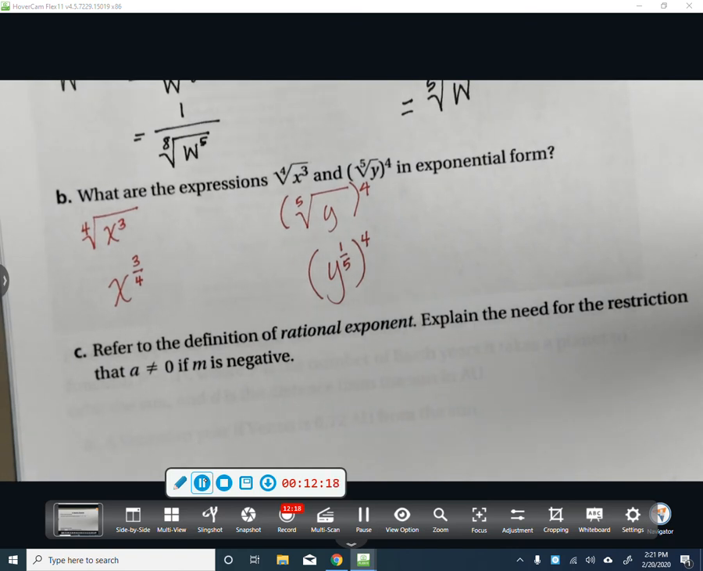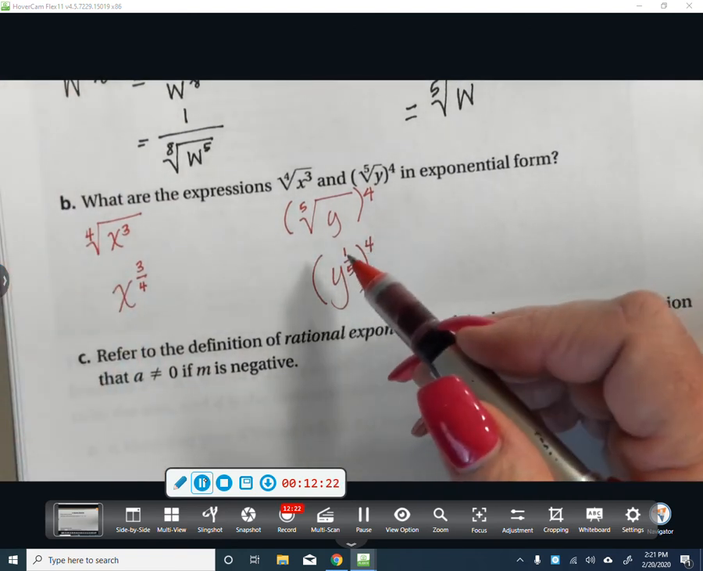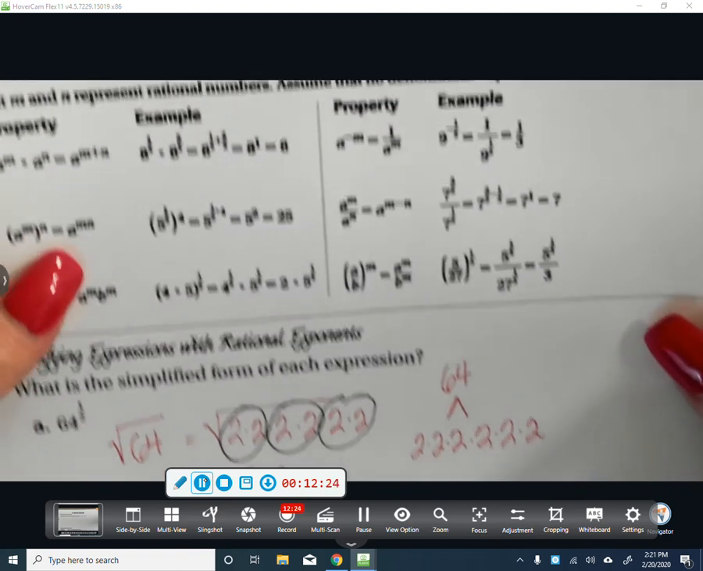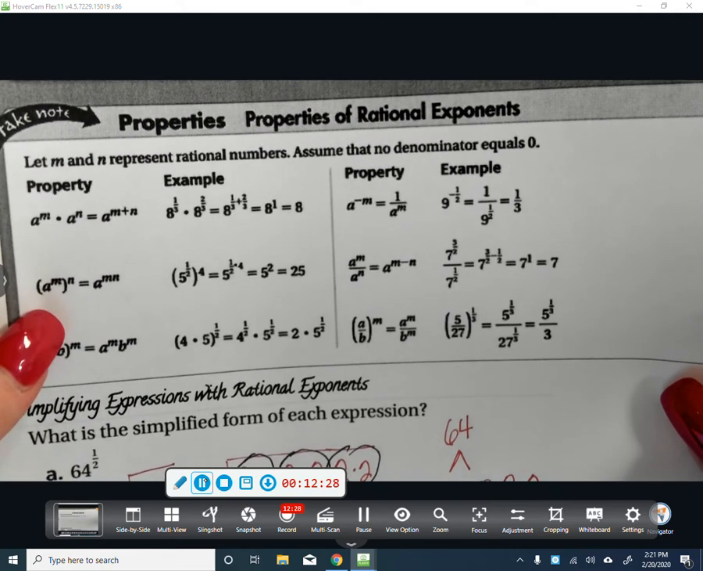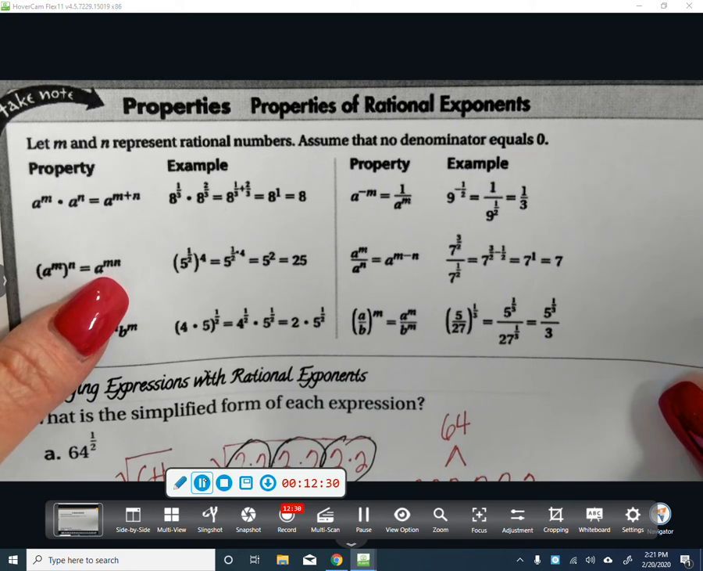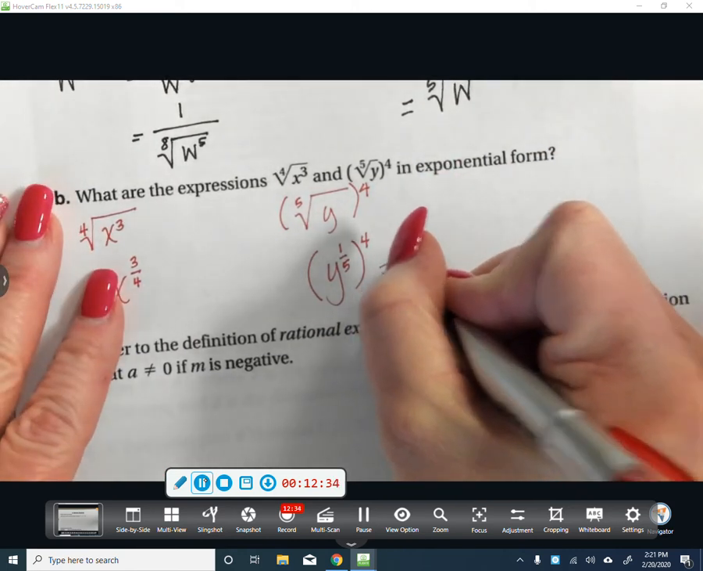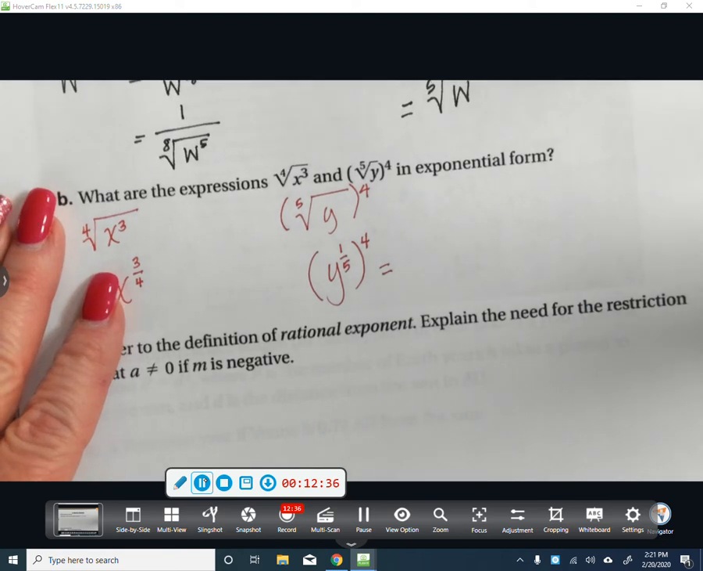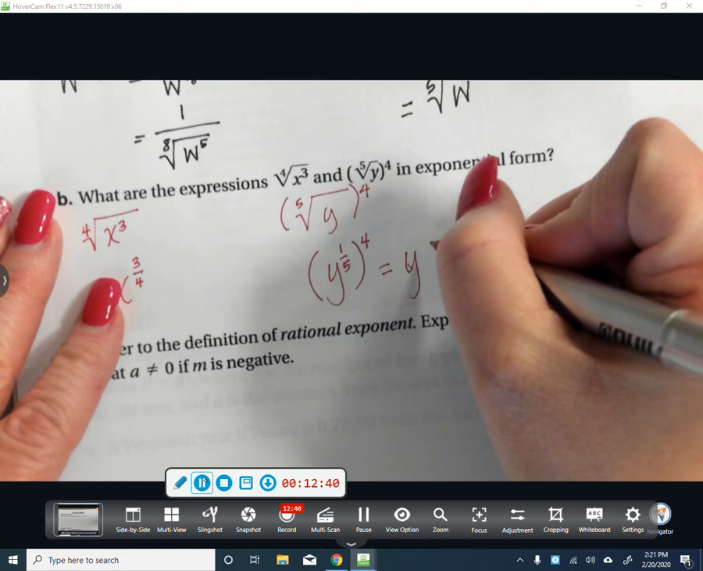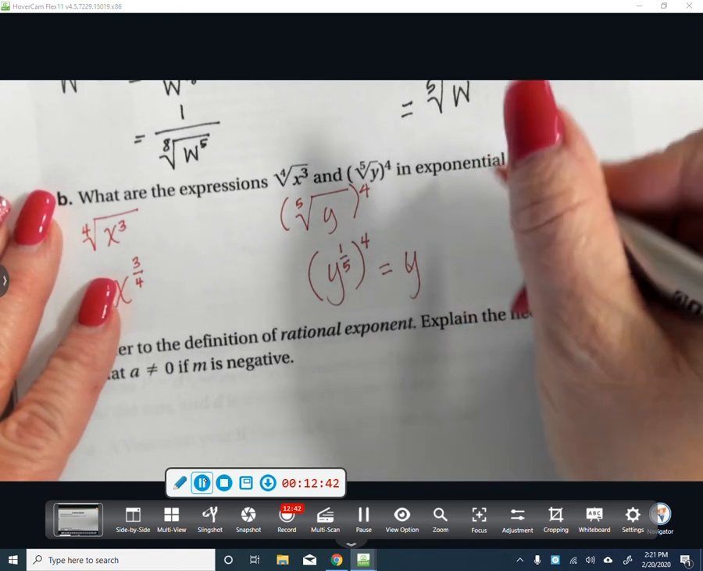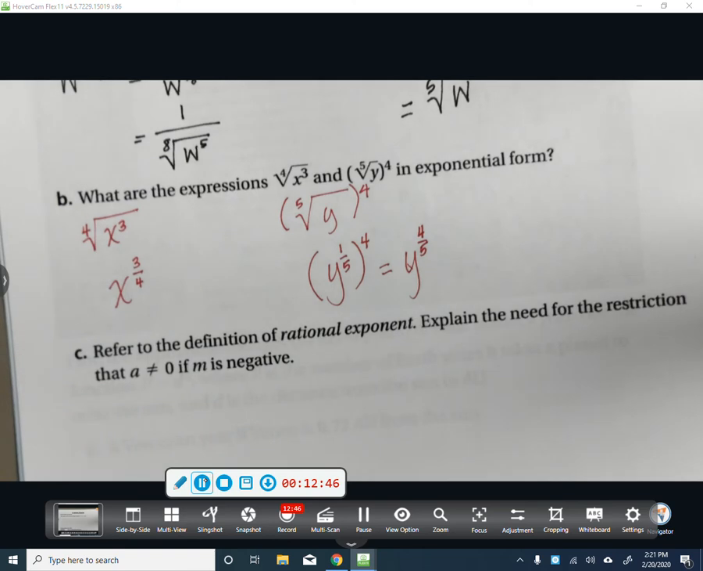So from the inside out, please work from the inside out. Now I've got a power to a power. Looking at your rules, if I have a power to a power, what do I do? I'm going to multiply them. So I'm going to take 1/5 times 4, and it's going to be y to the 4/5 power. And you're done.